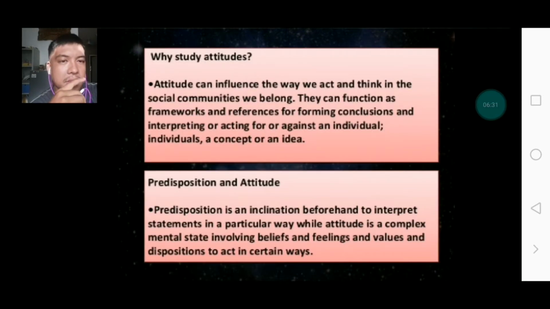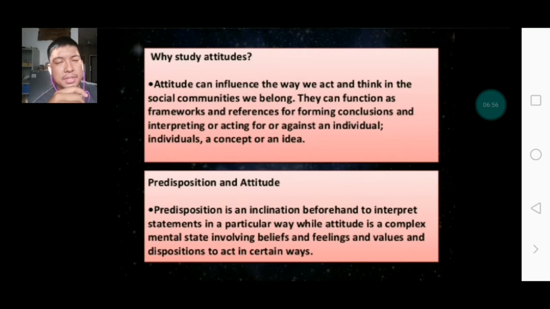So next is why study attitude. Attitudes can influence the way we act and think in the social communities we belong to. They can function as a framework, references for forming conclusions and interpreting or acting for or against an individual, a concept, or an idea.